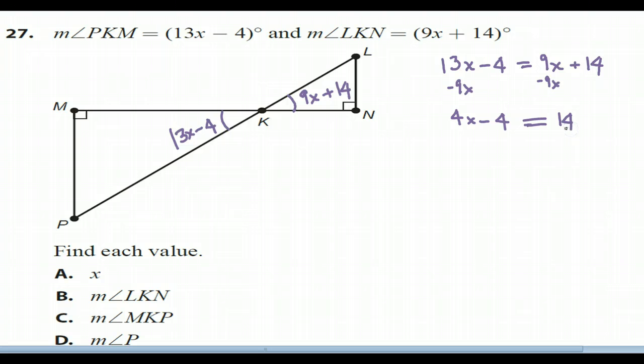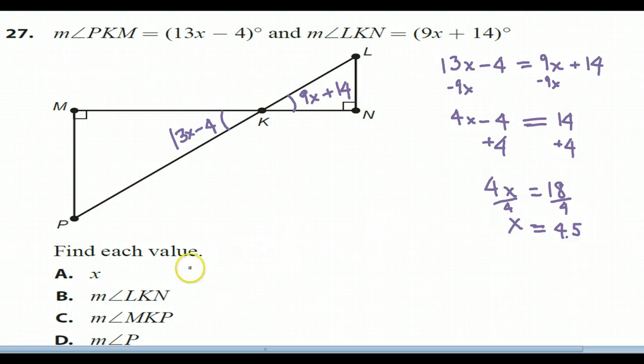My lines don't seem to want to stay tonight. All right, and then I'm going to get to add 4 to both sides. And that will give me 4x equals 18. And then when I divide by 4, I'm going to get x. Well, let me show that step. Divide by 4. I'm going to get x equals 4.5. Okay, so that is my answer for part A, 4.5.